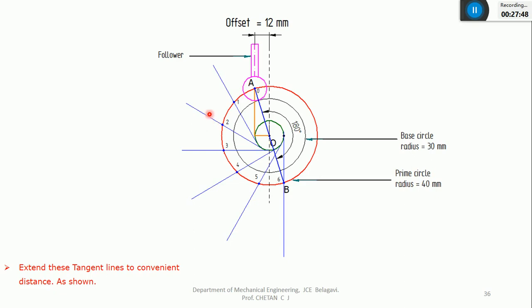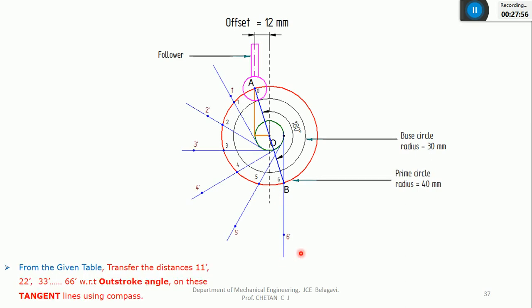Similarly, just draw the arcs by copying the distances 2 to 2 dash, 3 to 3 dash, 4 to 4 dash, up to 6 to 6 dash. It will be 3.75. So you'll get all the distances which you have transferred on these tangent lines from the given data.